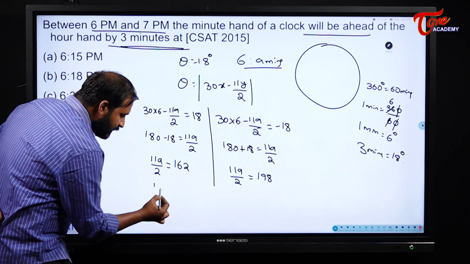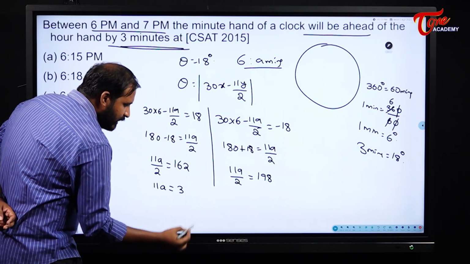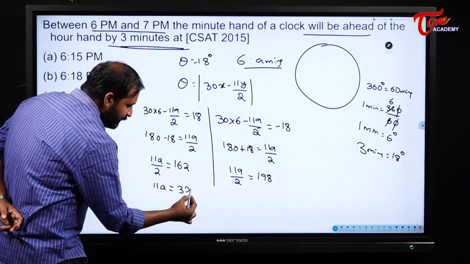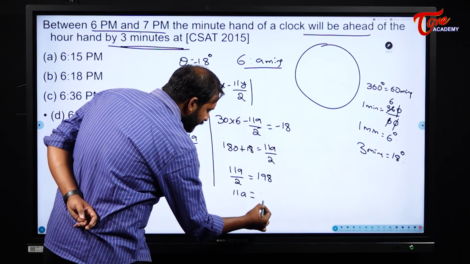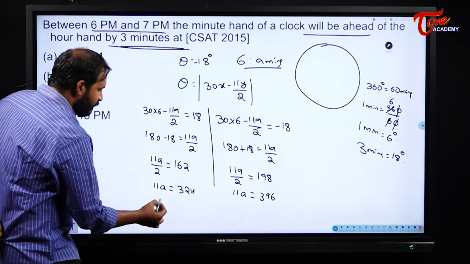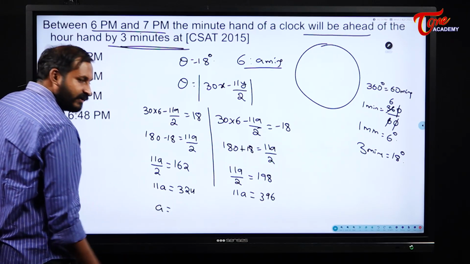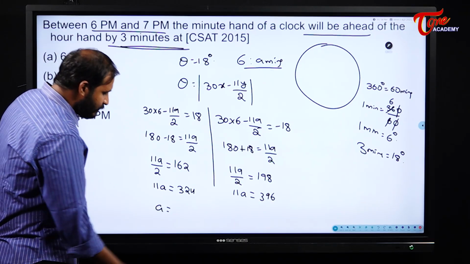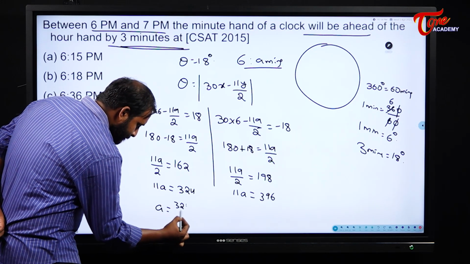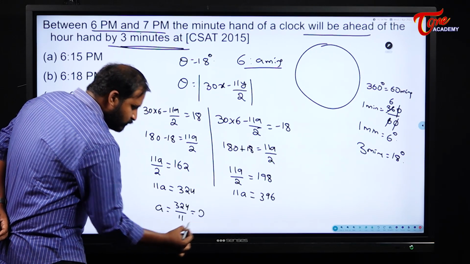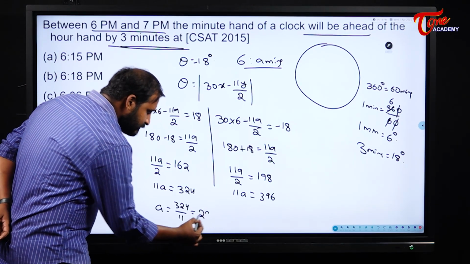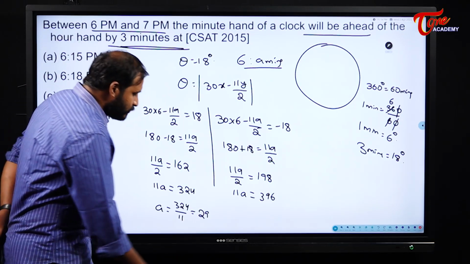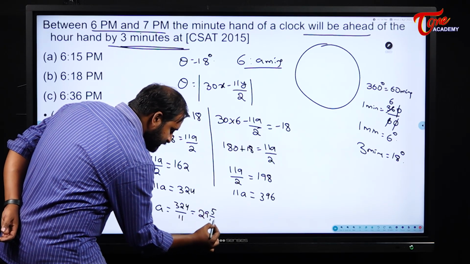So now we can write directly, 11a is equal to 324. Here, 11a is equal to 396. So what will be the value of a here? 324 by 11. What will you get here? Okay, I will write: 11 2s are 22, I will be left with 104. 11 9s are 99. So 29 5 by 11 minutes. This is one time for me.